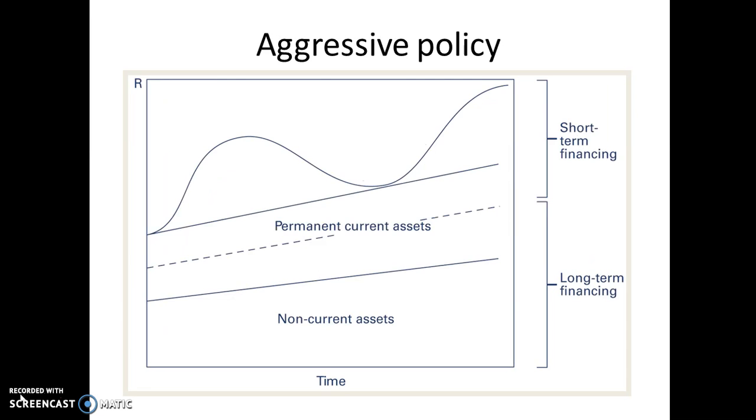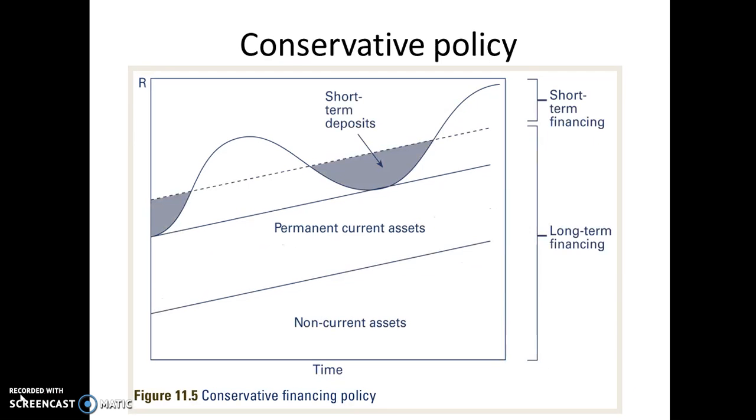Aggressive policy is where we take long-term financing for the non-current assets, the fixed assets, and only a portion of the permanent assets. So we've got short-term financing for a big portion of our permanent current assets as well. So lots of suppliers or trade creditors outstanding, but less inventory and working debtors. Then a conservative policy is where we finance all of our non-current assets, the permanent portion of current assets, and a portion of the fluctuating current assets with long-term financing. So it's much, much safer, but there's less future expected returns.